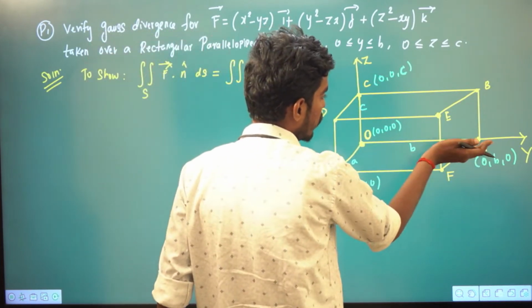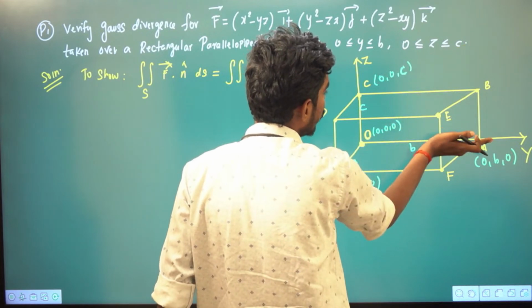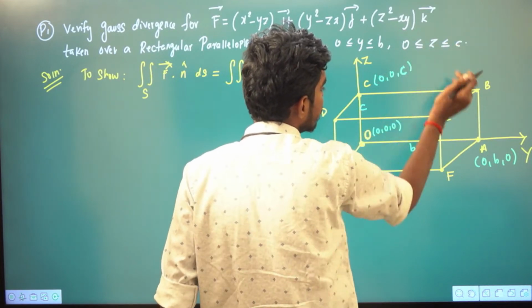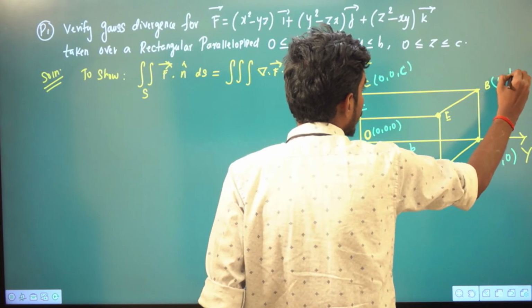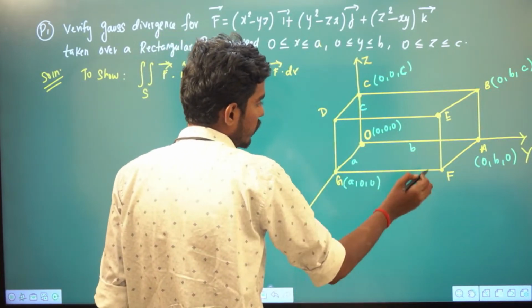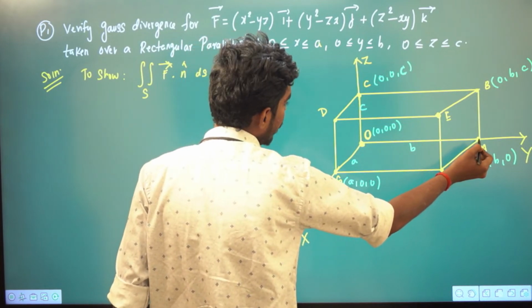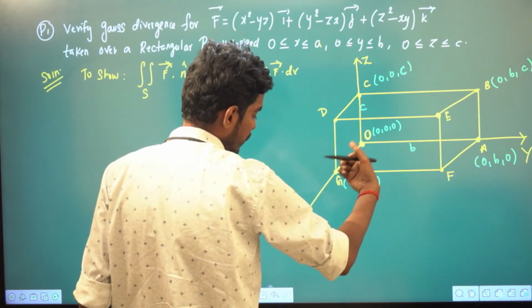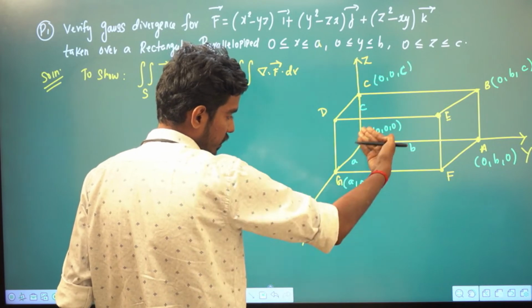So from 0, b, 0, we are moving c units in z axis. So this will be 0, b, c, right? And to know F from A, we are moving a units in x axis, because if I come here, it is x axis.